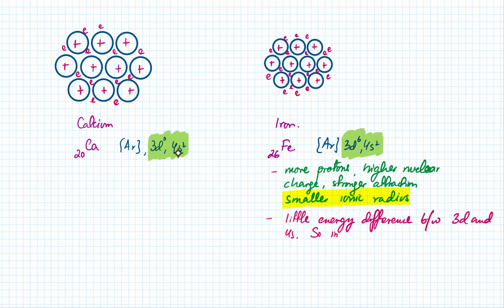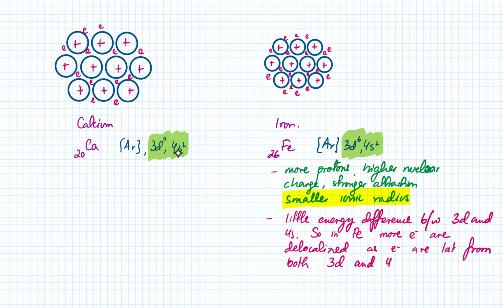So in iron, more electrons are delocalized, as electrons are lost from both 3d and 4s. ठीक है? Is that clear? Yes. So more electrons are delocalized. So that's the two reasons why it's going to have a stronger metallic bond.